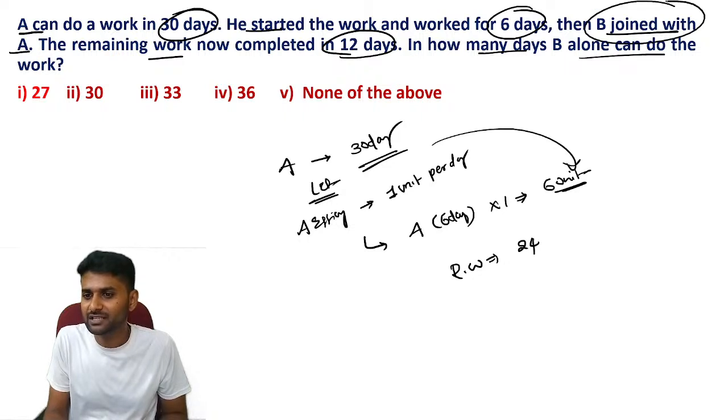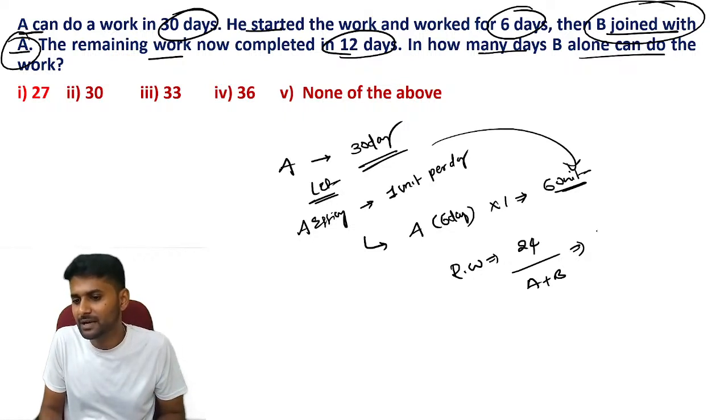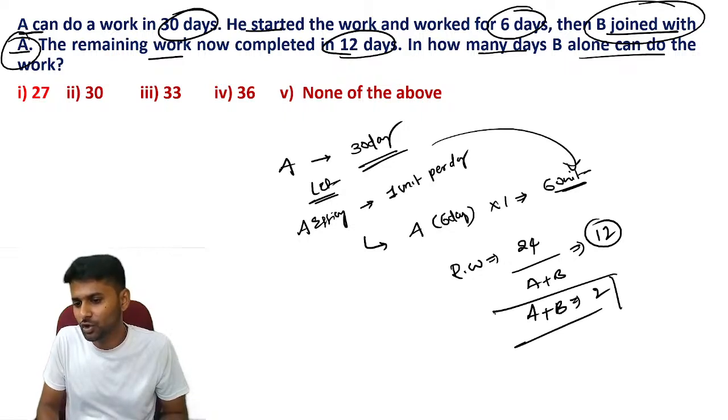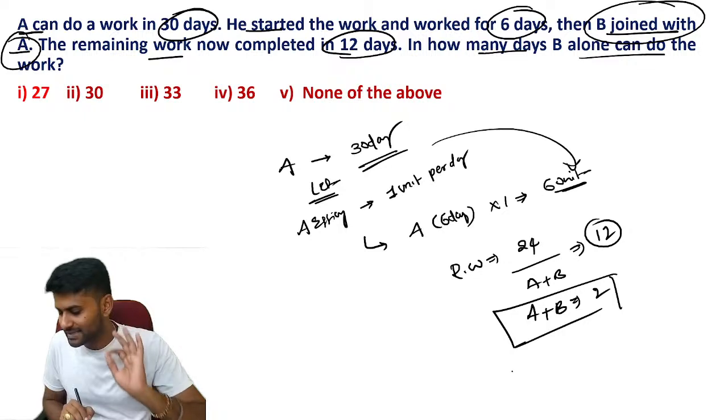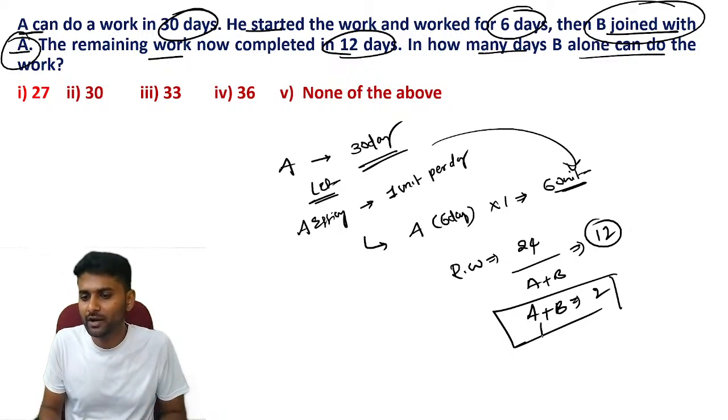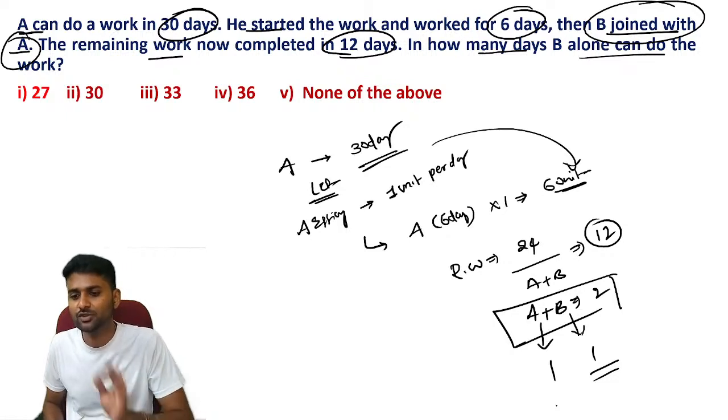And they clearly mention that B joined with A. Now AB is working, and the data clearly mentions that the remaining work is completed by AB together in 12 days. Now it means AB efficiency is exactly equal to 2 units per day, because the work is completed in 12 days. Now you already know that A efficiency is 1. According to this calculation, B efficiency is also 1.